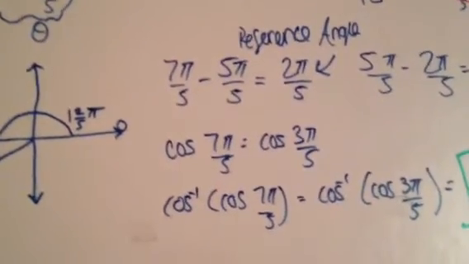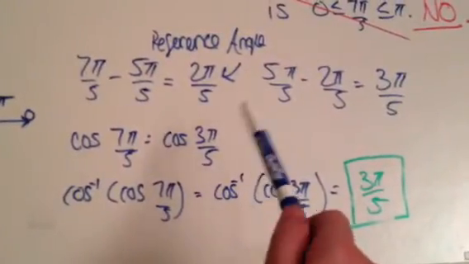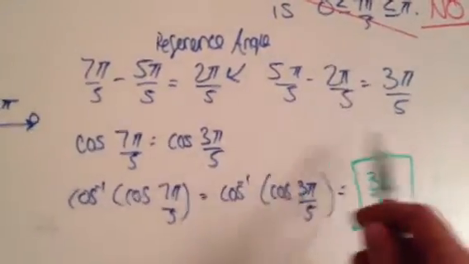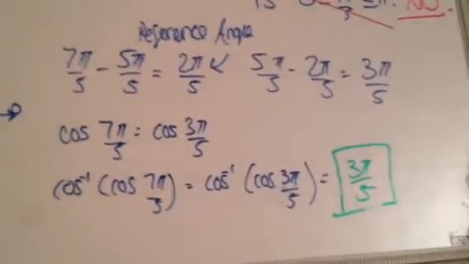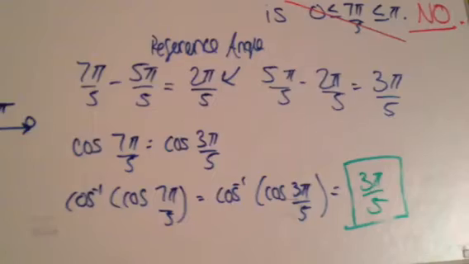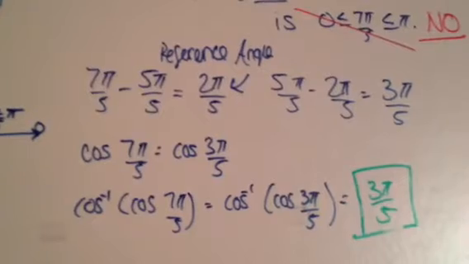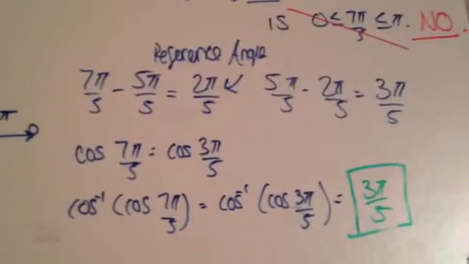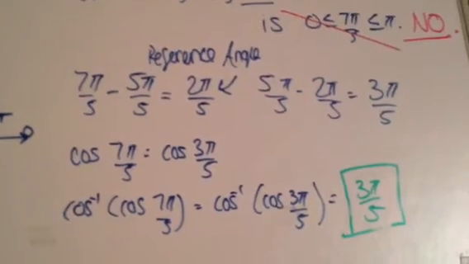So to figure out what the actual angle is for the inverse cosine, you just take 5 pi over 5 minus 2 pi over 5, which would equal 3 pi over 5. And that would actually make it work. That is in the second quadrant, where it's supposed to be. The inverse cosine can only be in the first and second quadrant. So that satisfies it. You can definitely see that 3 pi over 5 is less than pi and greater than 0. So that's how you can find the equivalent angle.